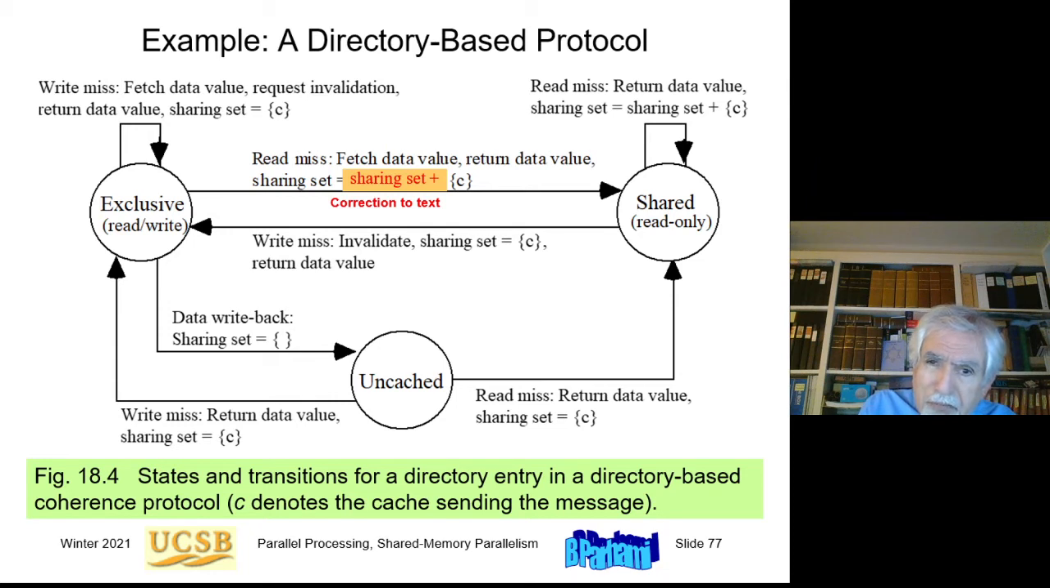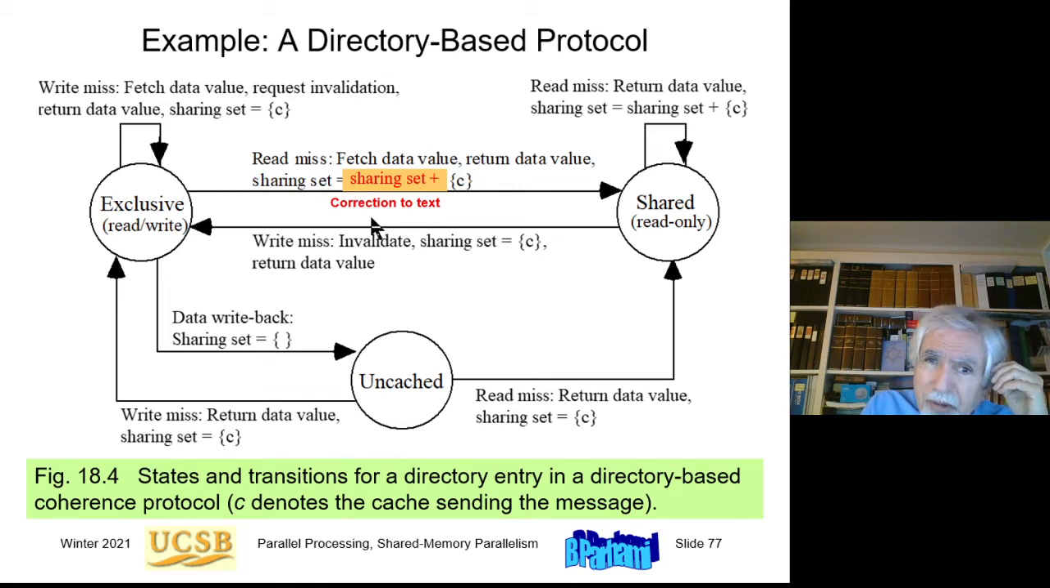Now, typically, when data is shared between processors, it's shared among a small number of processors. In other words, it's very rare to have all or almost all processors sharing data. So the way a directory-based protocol is implemented, we have a directory that indicates to us where the shared copies of a particular piece of data are located. That's called the sharing set.